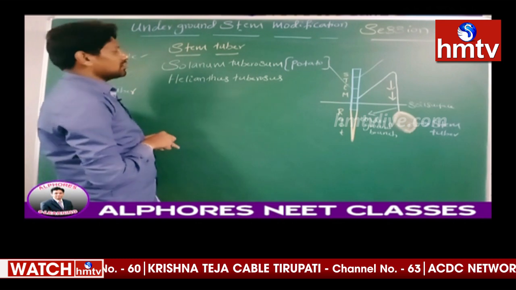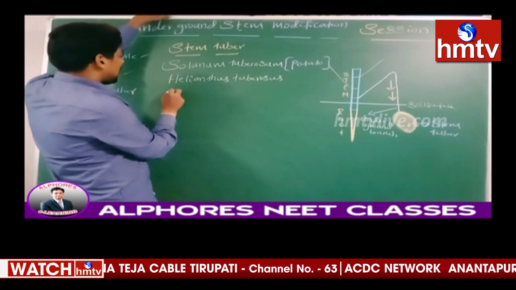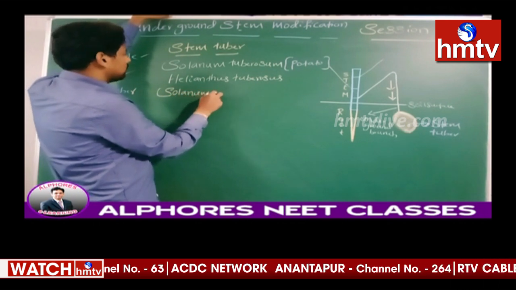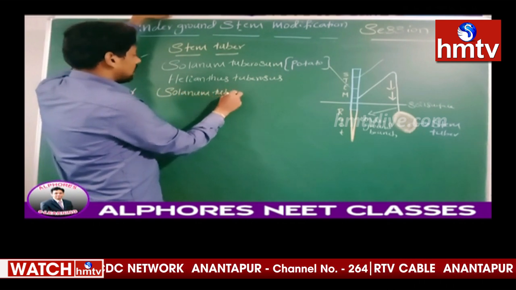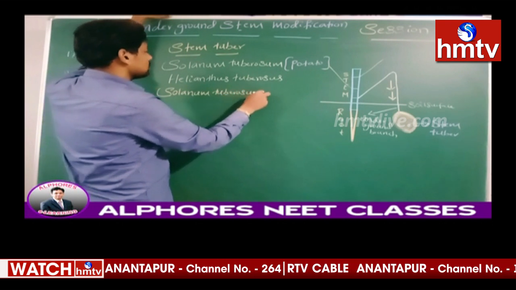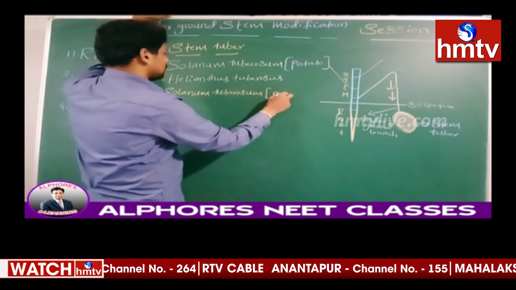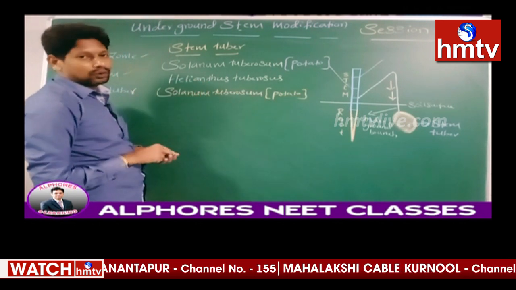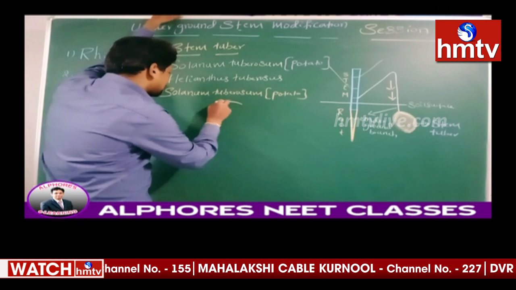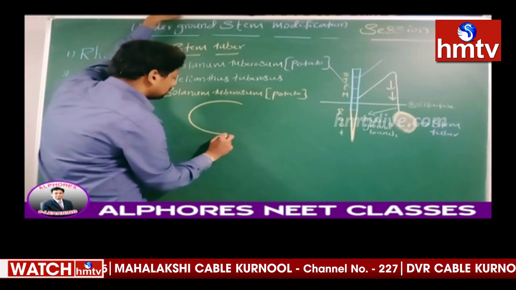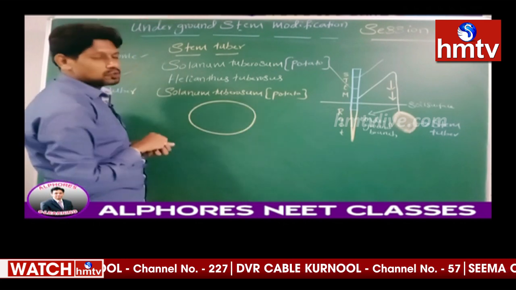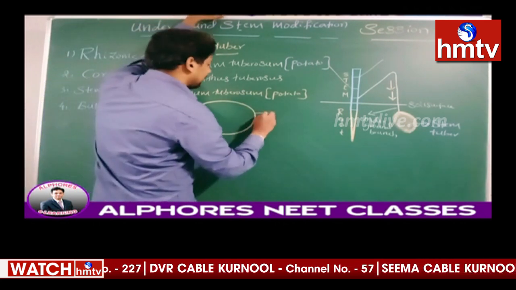Okay. Go for the first example. Solanum tuberosum. Solanum tuberosum means potato, yes or no? Right. Sir, if you take this potato, the outermost layer is what in color? Brown in color. Yes or no?